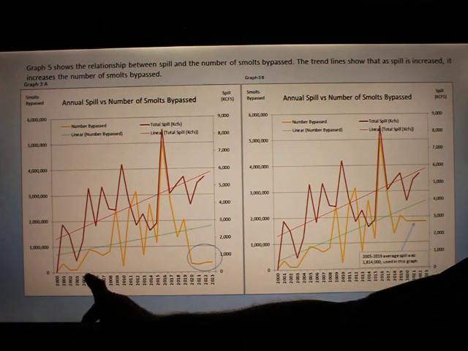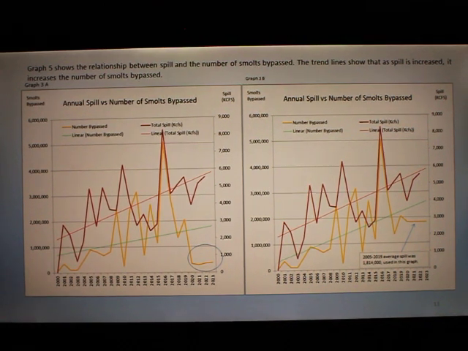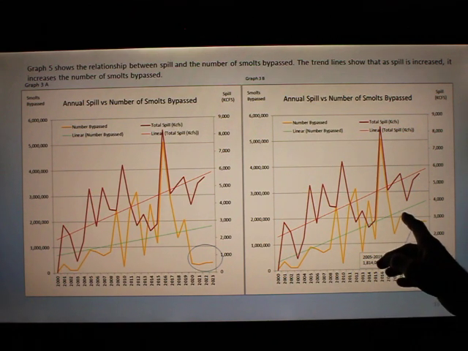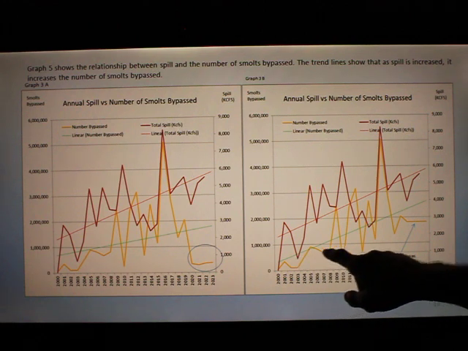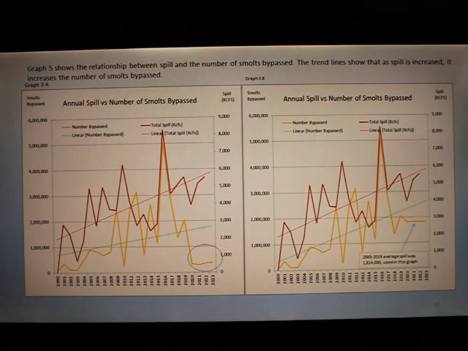So the average bypass number between 2005 and 19 is 1,814,000 fish. So I plugged those into the data set so that it represents the average between here and 2019. And what that does is it brings that trend line up, which is almost parallel with the spill trend line.